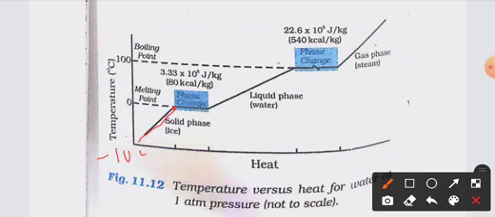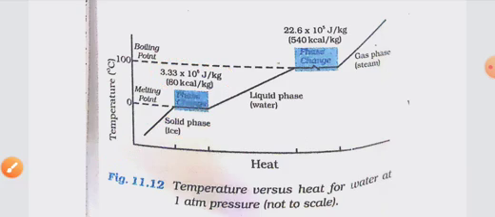Then what will happen? 0 degree is the melting point now. So at this point, if we give heat, the temperature is not increasing. From this to this point, the ice is converted into water, that means into the liquid form, and that heat is this much heat. This is the latent heat of fusion for the water, 3.33 into 10 raised to power 5 joule per kg. This is the latent heat of water.